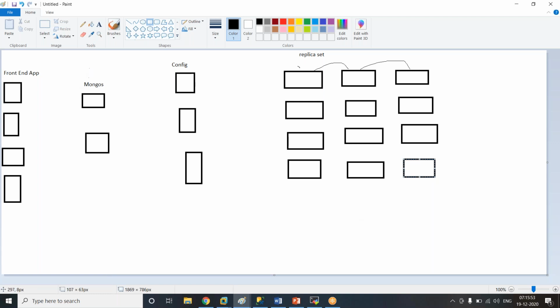So what happens, the front end applications will connect to the Mongoose. Basically Mongoose is the point of contact for all the applications. The applications will hit the Mongoose services. Mongoose in turn will connect to the config server. Config server will keep all the data addresses, where the data is sitting, which chunk of data you're trying to read, where the data is sitting actually.